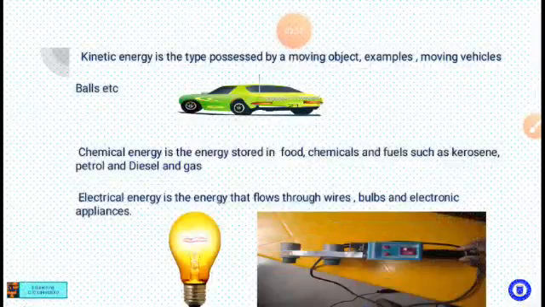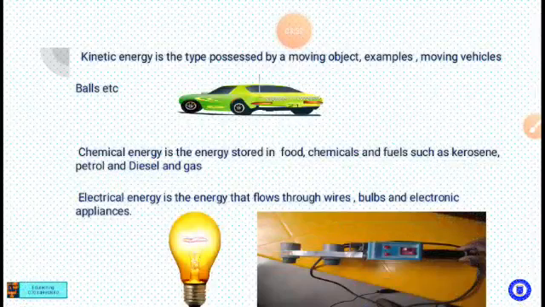The energy stored in food when we eat that enables us to work, that enables us to ride, that enables us to play is called chemical energy. Also, the energy stored in the petrol that we use in our cars, that we use in our generator, that enables our car to move, that enables the gen to work, is called chemical energy.